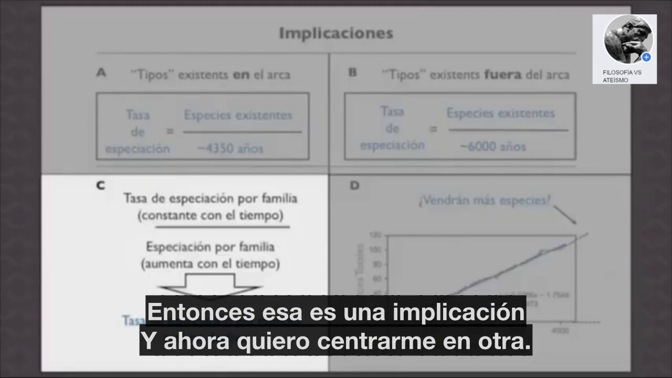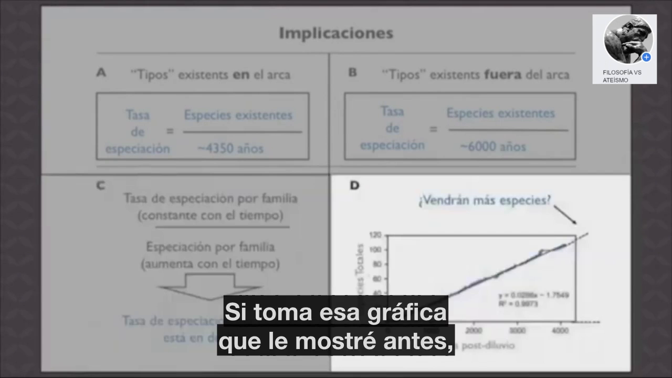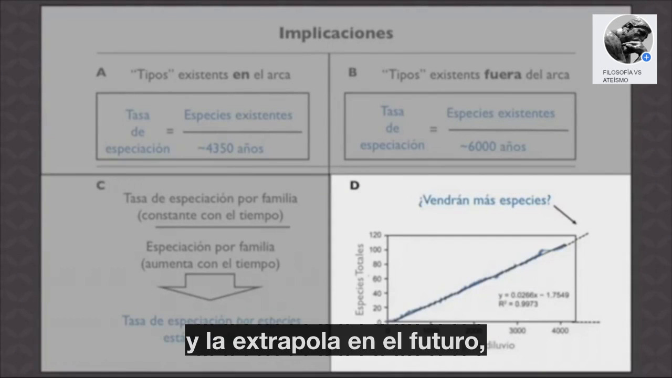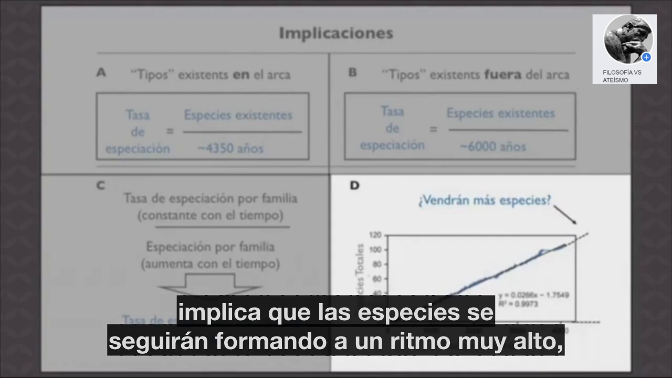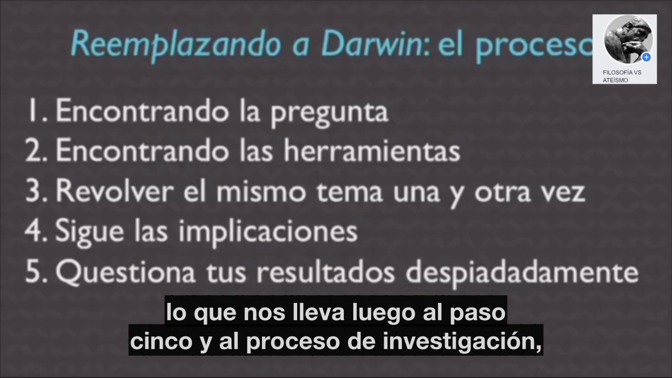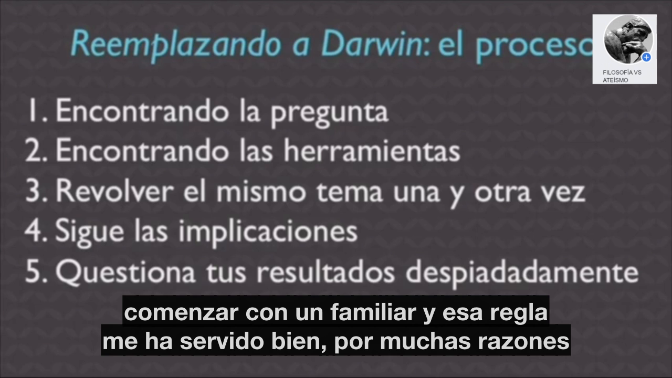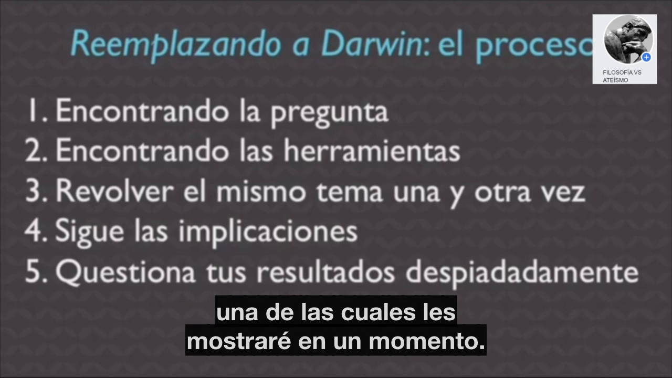So that's one implication. I now want to focus on another one. If you take that graph that I showed you earlier and extrapolate it into the future, it implies that species will still be forming at a very high rate, which leads us then to step 5 in the research process. Find the question, find the tools, start with the familiar, and that rule has served me well for many reasons, and one of which I'll show you in a moment.